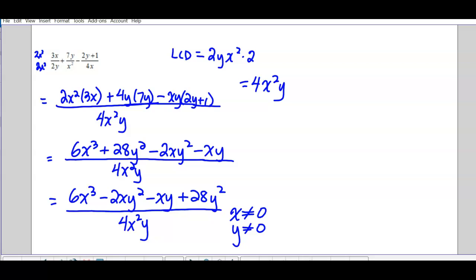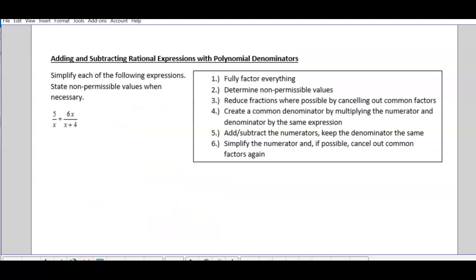Okay. We're just going to look at the next part. I think I'm just going to give you some more time, but let's just do the first one, just so you can see what it's like when you have a binomial denominator. So really, the only thing is this part, fully factor. Within each rational expression, simplify it like we did 2 days ago, then find your common denominator, okay?